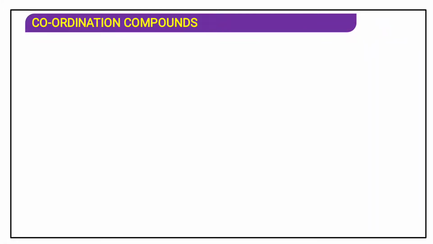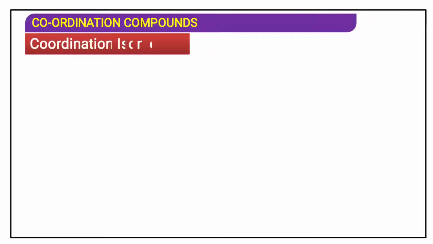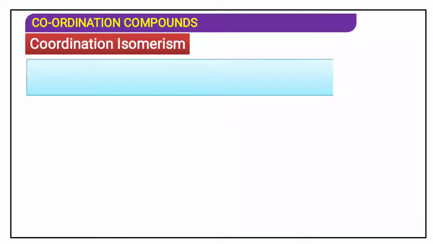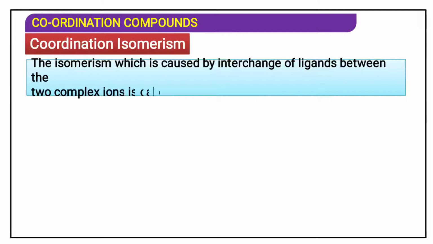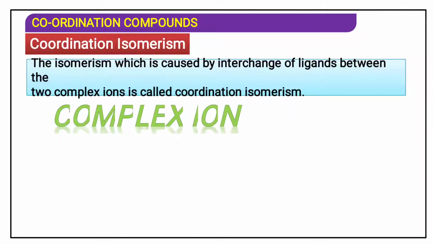Today we are going to see about geometrical isomerism. Last time we have seen about structural isomerism, which was of four types: ionization isomerism, linkage isomerism, solvate isomerism and coordination isomerism. Last time I explained about coordination isomerism, that there is an interchange of the ligands.